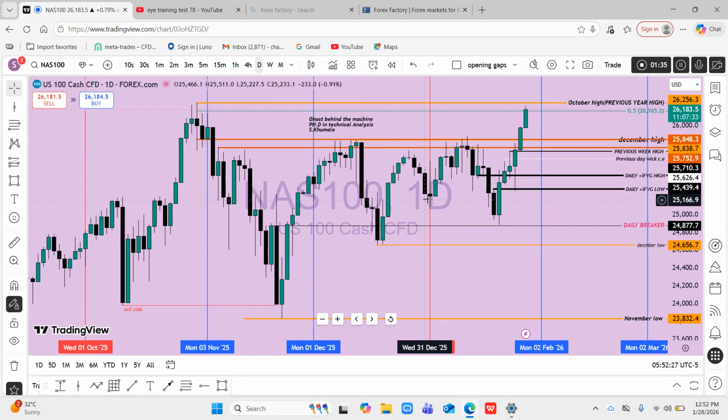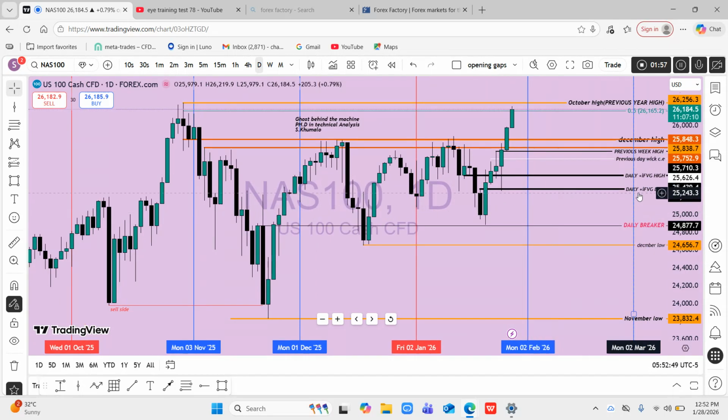When we start January, we go high, we take out this liquidity, and then what do we do? We come back, we attempt to trade to this breaker, we fail to trade to the breaker, and we start pushing higher. And this was the point of interest for us to go higher: the daily inversion fair value gap, low and high.